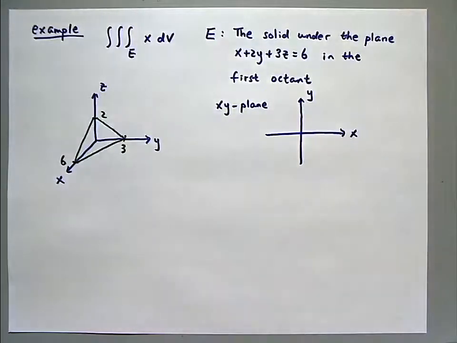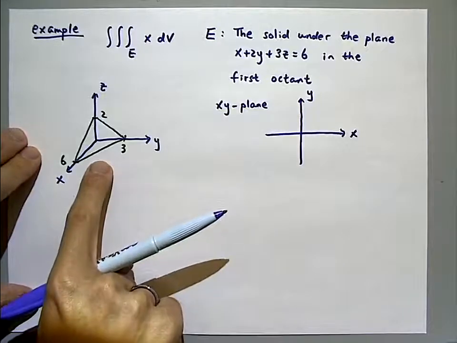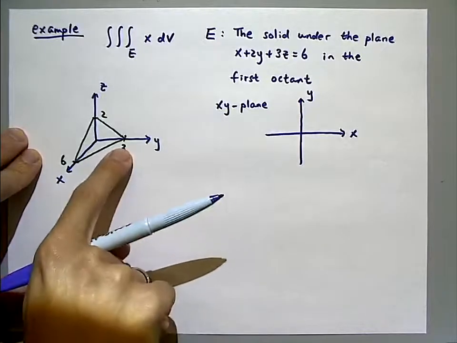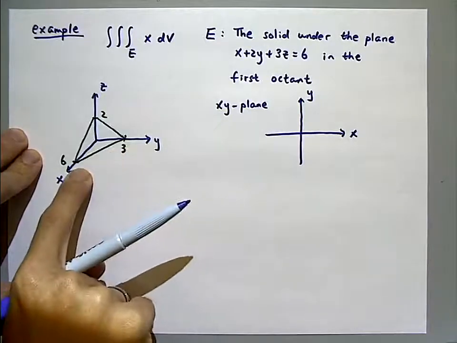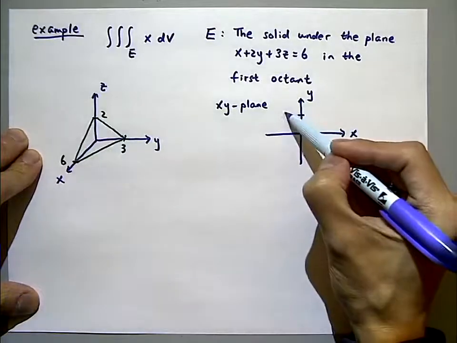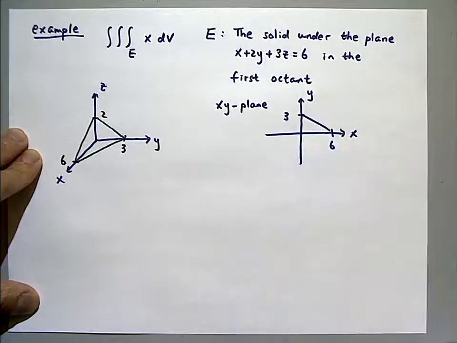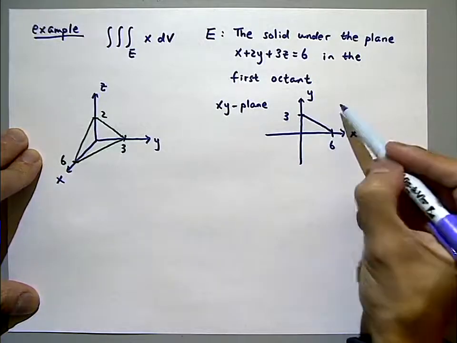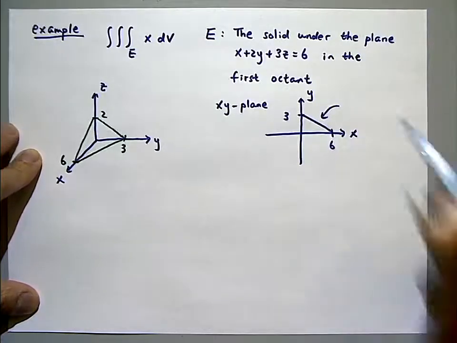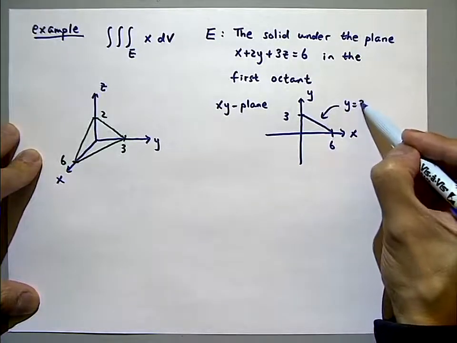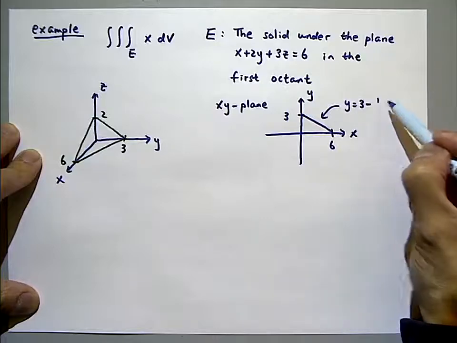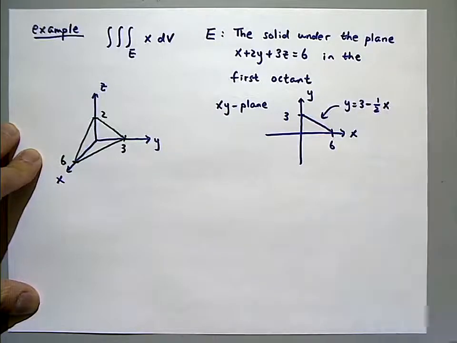On the xy plane, we see a triangle. It goes from y is equal to 3 to x is equal to 6. And this equation is y is equal to 3 minus 1 over 2 x, right?